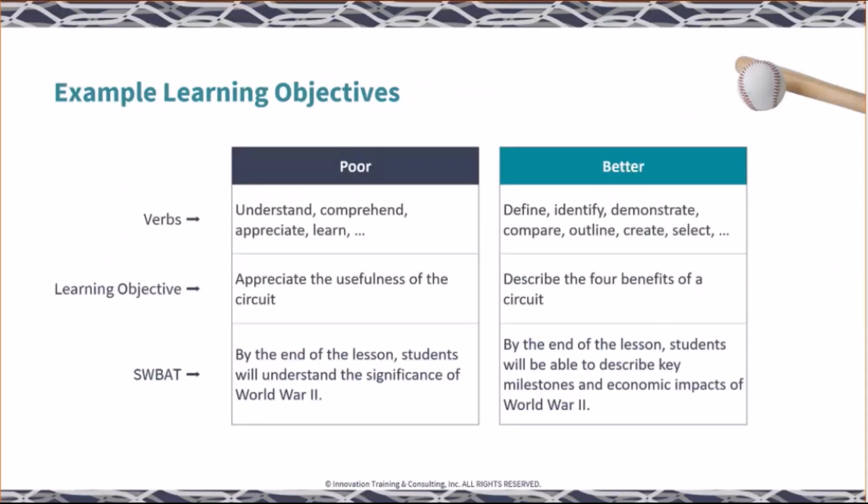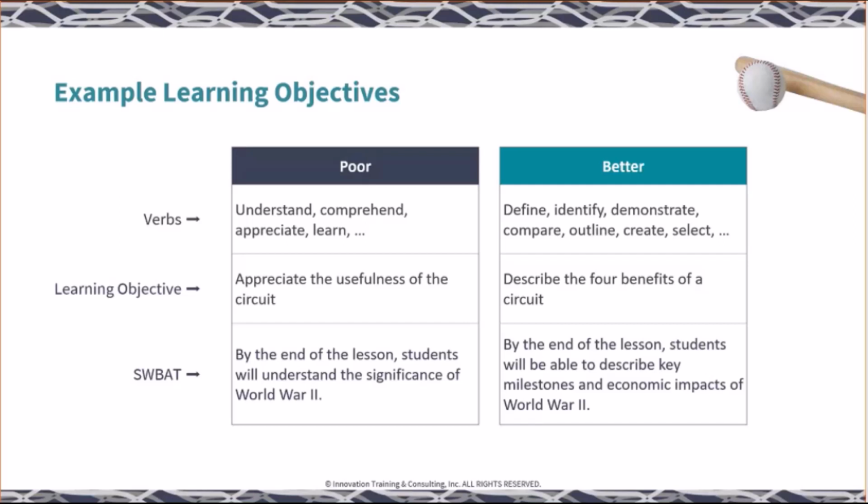And here are some examples, some poor ones and some better ones. If we start with the first row, it's really, really common to see "understand" or "learn" in a description of a training event, and it's pretty vague. What do we really mean by that? Well, I may be able to define or identify or demonstrate, but these words on the right-hand side are more specific as far as what I could do or what I'm expected to do, that would then demonstrate I understand or comprehend.